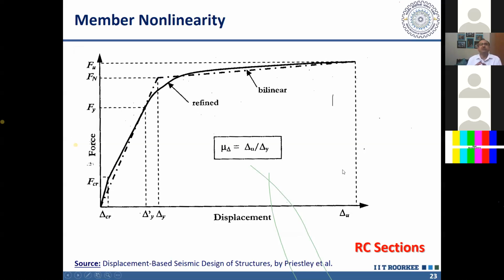Most of the times when we say ductility without any prefix of curvature or strain or material or section, then we mean displacement ductility. So structural ductility is represented by displacement ductility, mu delta, that is delta u by delta y. So we can see that the displacement ductility depends on the curvature ductility, and curvature ductility in turn depends on the material ductility. So from material we obtain curvature, and from curvature we obtain displacement ductility.